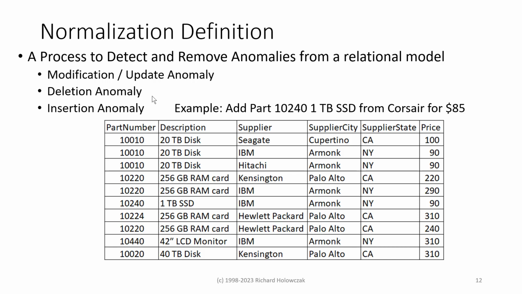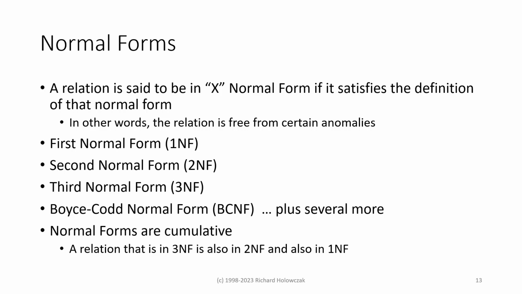And again, what is the definition of normalization? It's a process to detect and remove these anomalies from our relational model so that we don't have this duplication, we don't have this redundancy. As we go through the normalization process, we will remove certain anomalies from our relations, and I will explain in a few minutes how we do that. As we clean up the relation, we can then say that the relation fits in a particular normal form.